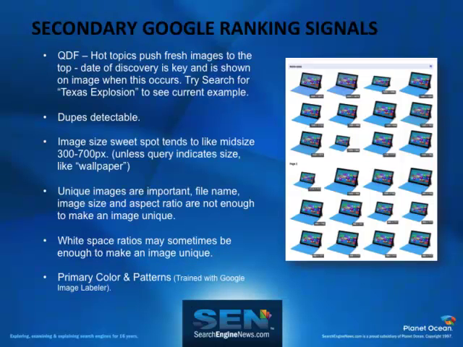There are secondary ranking signals we need to review a little bit, and one of those revolves around QDF, or query deserves freshness. Hot topics tend to push fresh images to the top, so the data discovery is key, and it's shown on the image when this occurs. Now, I was trying to think of a recent event that had happened, and I didn't really want to talk about Boston, but there was an explosion down in Texas, and that kind of shows the example quite well.